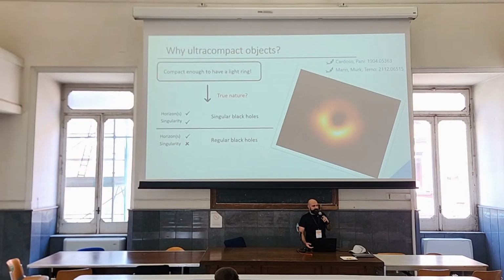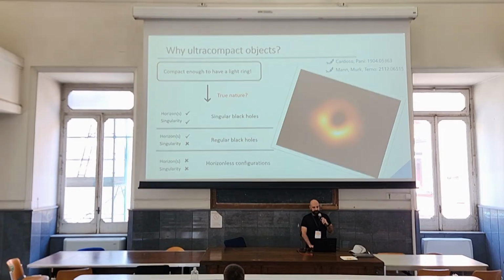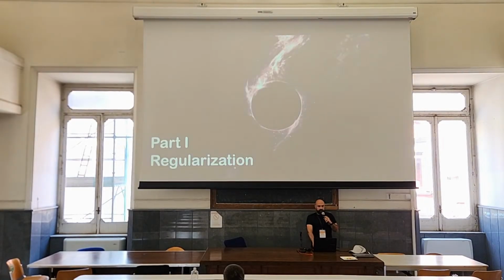Therefore, efforts have been focused in the literature on alternative descriptions of such configurations, and these include regular black holes, which are basically trapped regions of space-time with horizons but without singularities, and also horizonless or solitonic configurations that are devoid of both horizons and singularities. So I will mainly focus on regular black holes, and I will describe some effective ways to actually source this type of solutions.